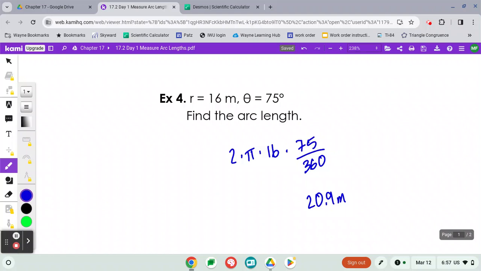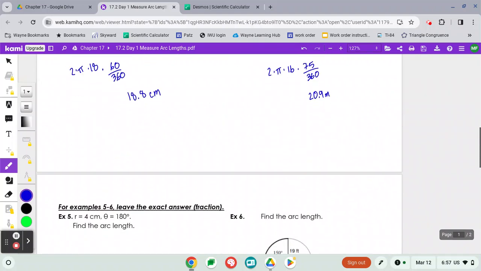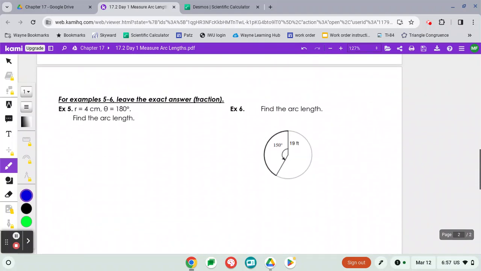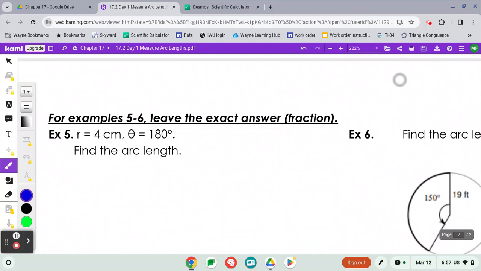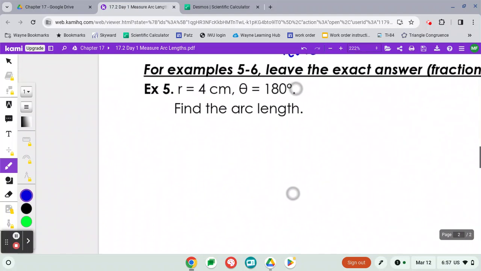All right, so flip it to the back now, and the back is a little different in that it says we want to leave the exact answer. So when we say leave the exact answer, we don't want to round. Another term for leave the exact answer is leave in terms of pi. Okay, so we've seen leave in terms of pi before. So for example, on number 5, we want to know the exact answer here.